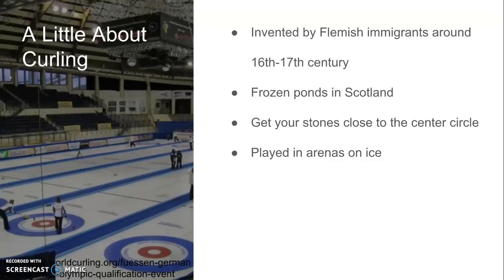Something about curling was it was invented by Flemish immigrants around the 16th to 17th century, and it was first played on frozen ponds in Scotland. The goal is to get your stones as close to the center circle as possible while keeping the opponent's stones away from that. And it's played in arenas on ice about 42.5 meters by 4.75 meters.